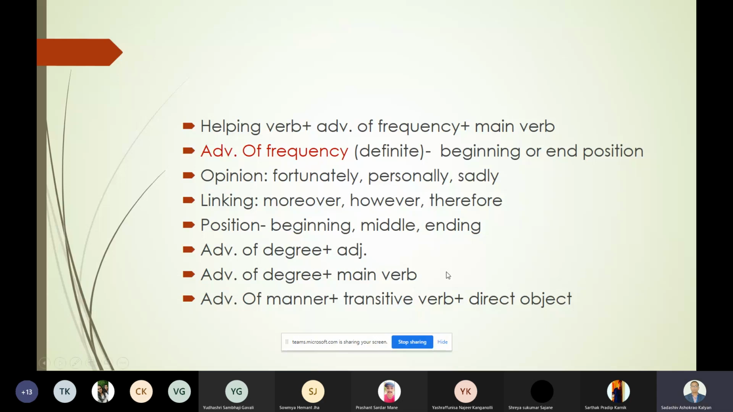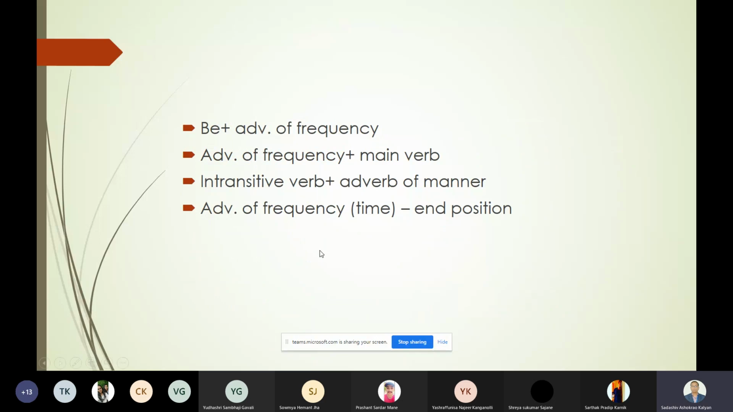So this sequence, why I have given it, is because it can be useful to us whenever we are trying to frame sentences in our written form of communication and at the same time in our oral form of communication. Then we also have be plus adverb of frequency plus main verb. Intransitive verb plus adverb of manner, adverb of frequency, time, which we can use at the end position. So these are the various structures I have put. These structures can be useful to us.